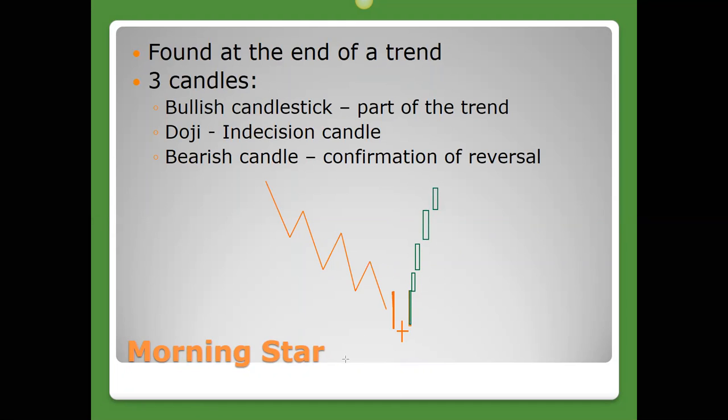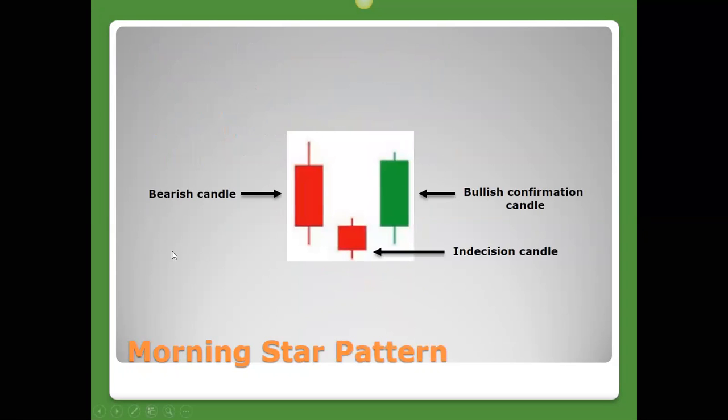So this is the pattern. We're looking for the three candles: a bearish candle, then a doji in the middle, and then a bullish candle. This gives us a signal that price is likely to continue higher. This is what it looks like in real life. We have the first bearish candle, which shows us that it looks like the trend is going to continue, but then we don't get a follow through on that. We get the indecision candle, and then it will pull back here.